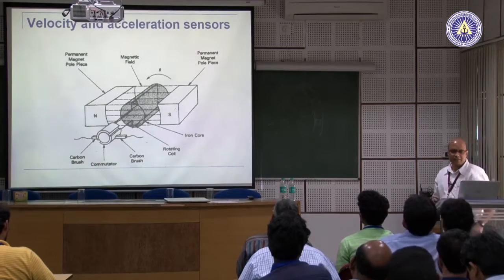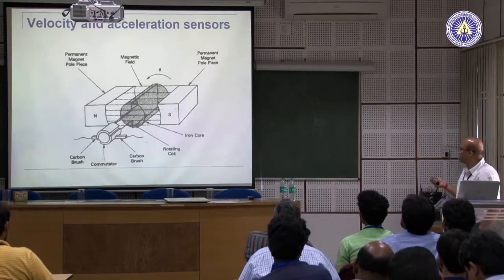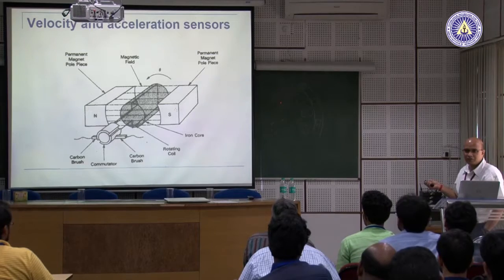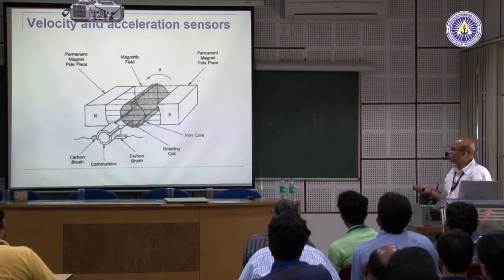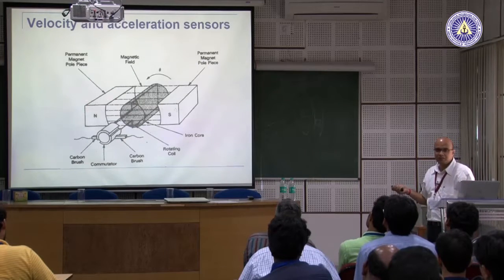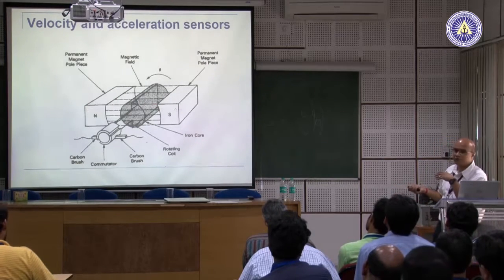Now, acceleration and velocity sensors. We can also find acceleration and velocity from position sensors like the incremental encoders that we have seen. Now, you can also find velocity and acceleration from sensors like a DC motor. So, a DC motor can be used as an actuator, and it can be used as a sensor.